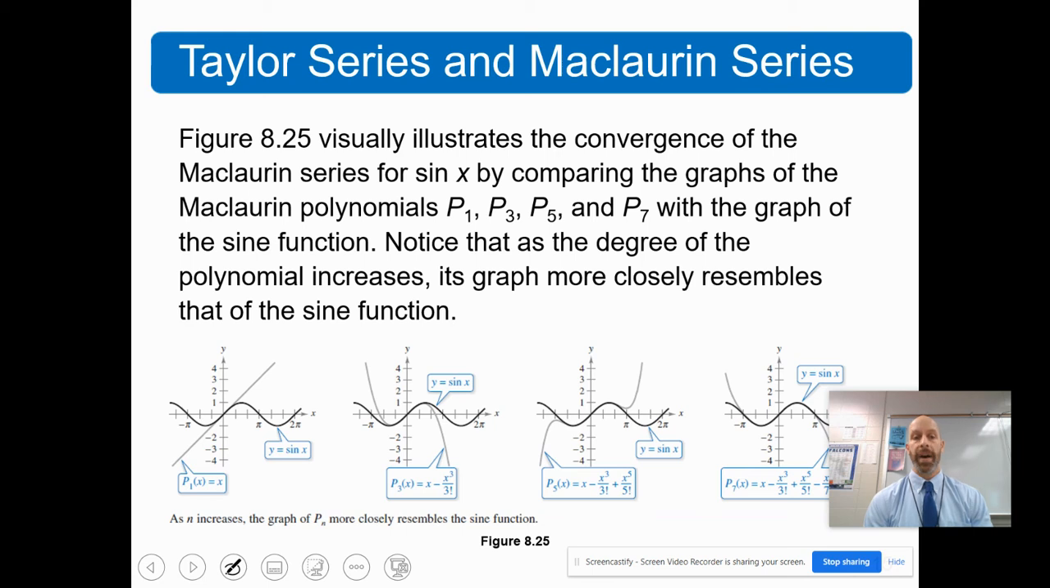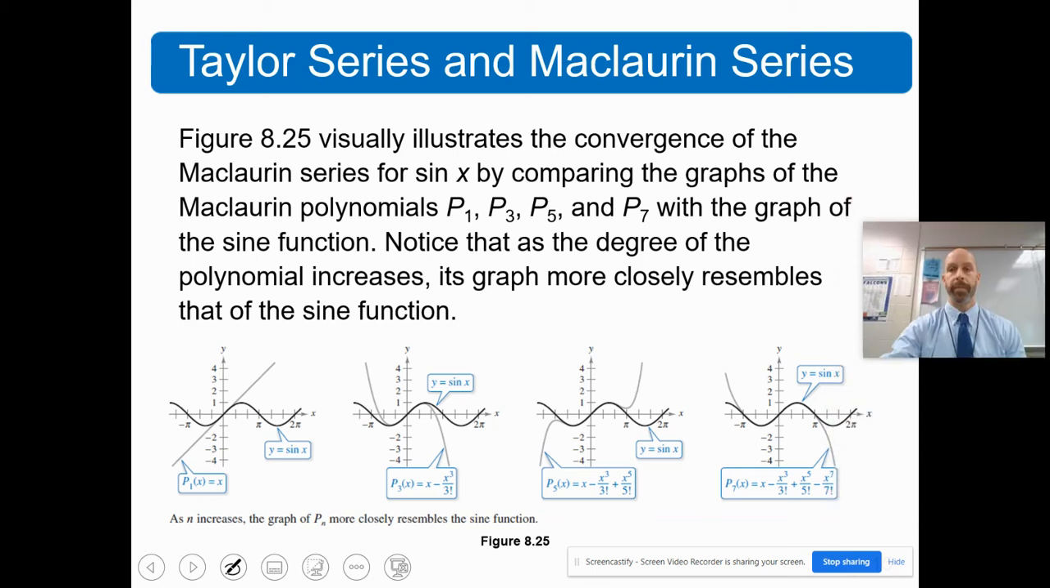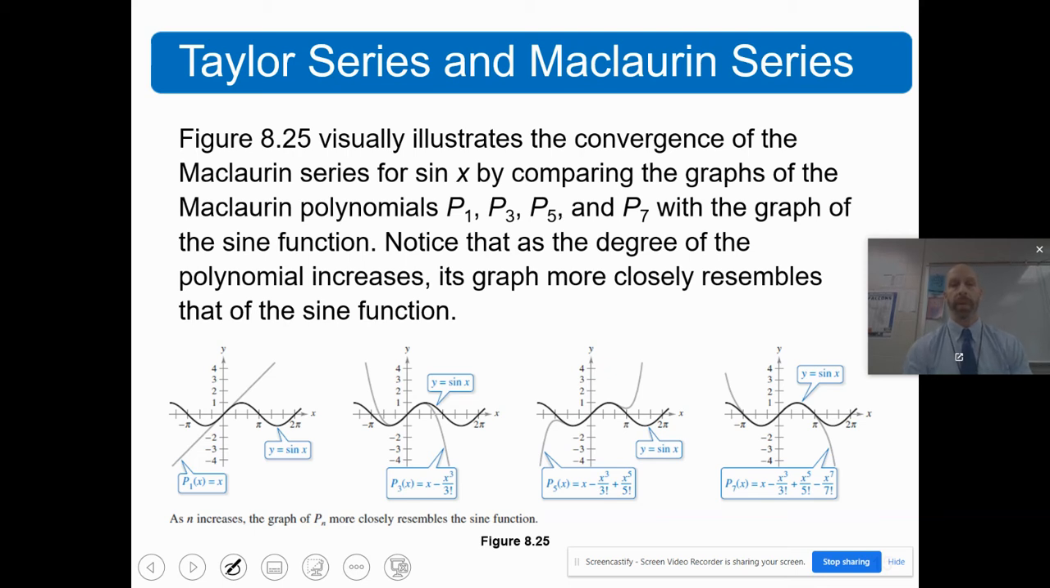Figure 8.25, that's what we got below here. I'm going to move my picture here again. It visually illustrates the convergence of the Maclaurin series for sine of x by comparing the graph of P1, P3, P5 to the graph of the sine function. Notice that as the degree of the polynomial increases, its graph more closely resembles that of the sine function. We've already done this in class when we looked at section 8.7.